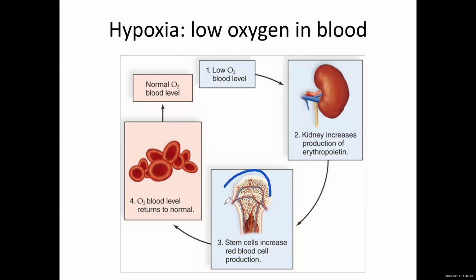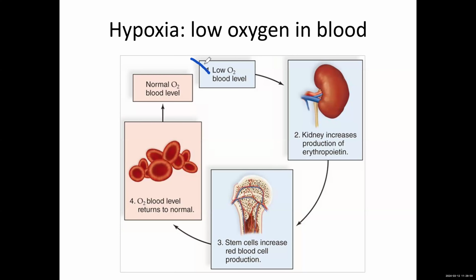This is the epiphysis of a long bone where you have red bone marrow and stem cells that increase red blood cell production. So the oxygen level returns back to normal, and if it goes low again, we start this process all over. So this is negative feedback. The oxygen level is low, and our result is a normal oxygen level. This is an example of negative feedback.